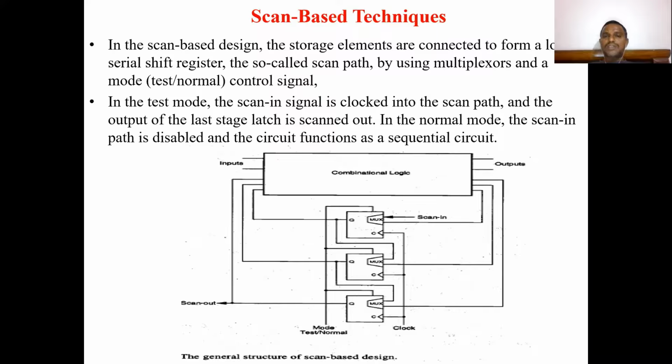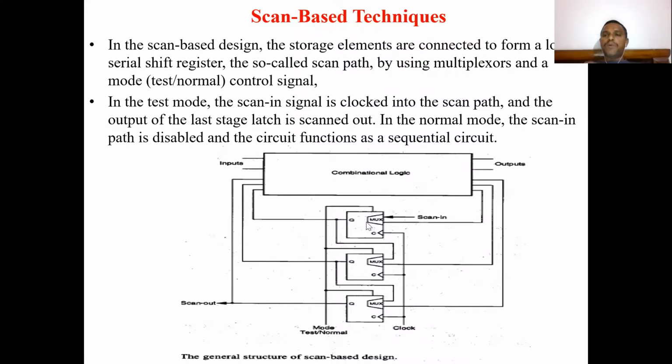The scan path is nothing but memory elements, generally D flip-flops. In the scan-based design, the storage elements are connected to form a long serial shift register. If you observe here, this one is one storage element, this one is another, and this one is another. Generally, a sequential circuit consists of combinational logic, including the storage elements here.